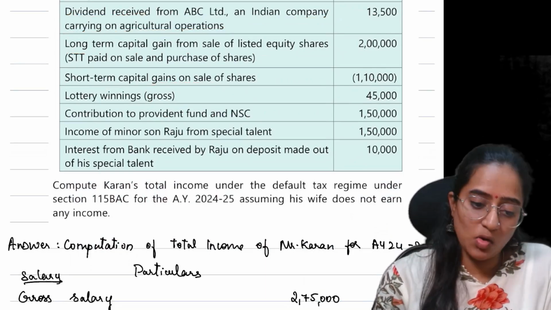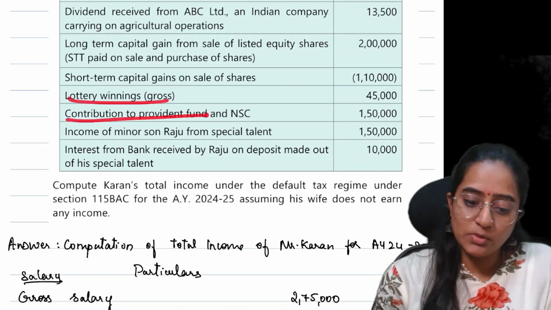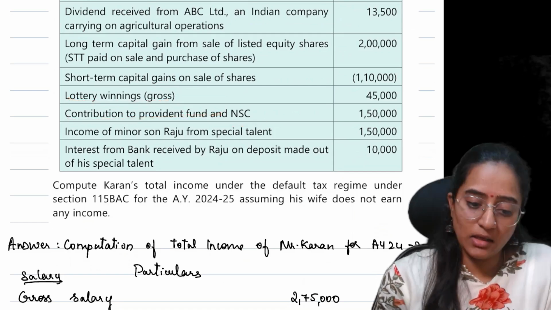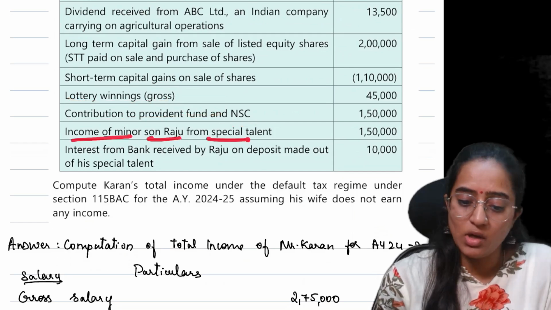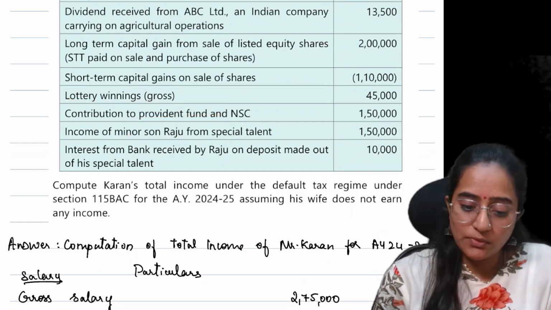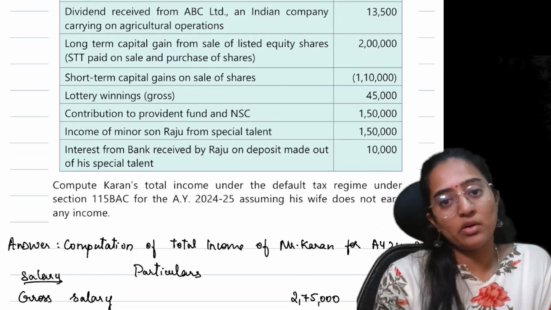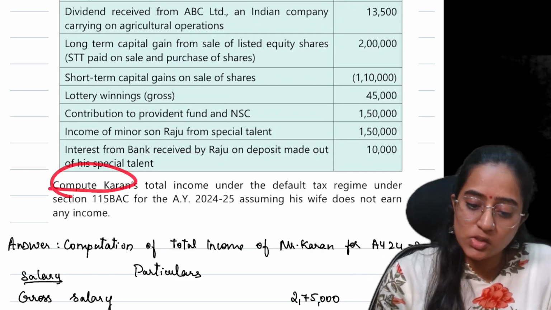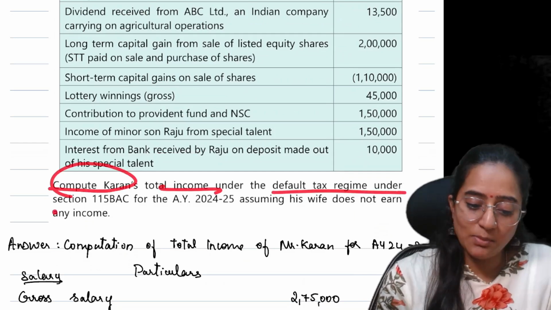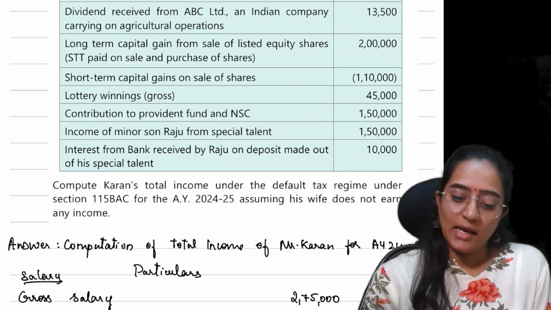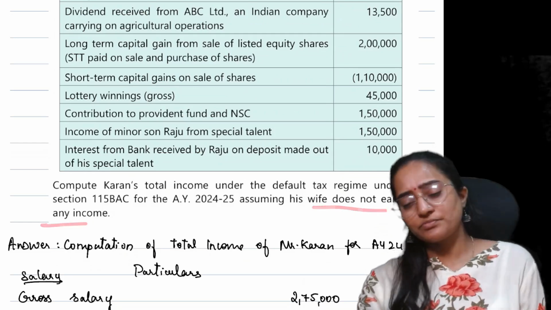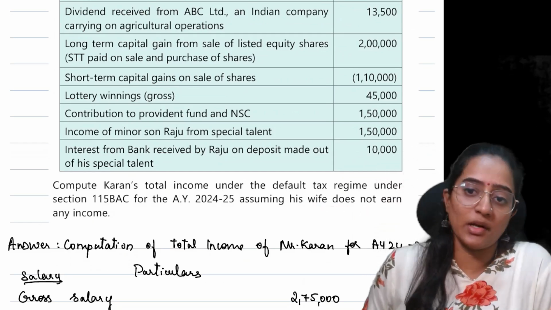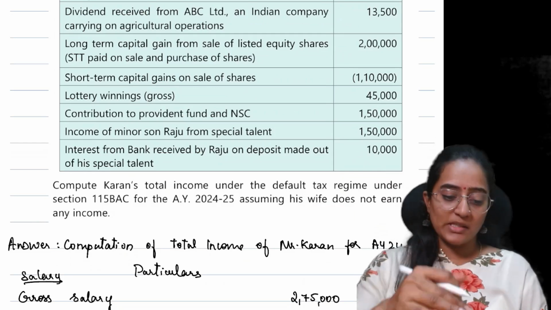STCG on sale of shares, lottery winnings gross, contribution to the Provident Fund, and income of minor son Raju from special talent, and interest from the bank received by Raju on the deposit made out of his special talent. Compute current total income under the default tax regime under Section 115BAC, assuming the wife does not earn any income. So they are expecting you to do it as per 115BAC.